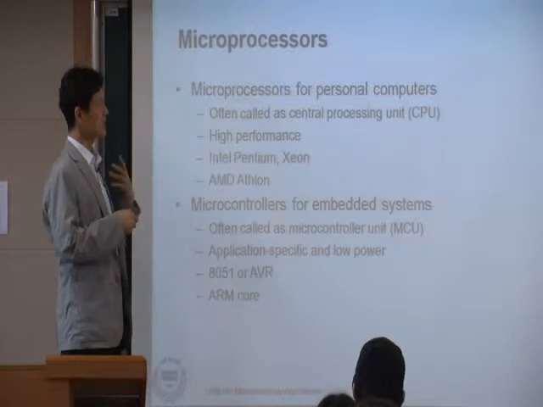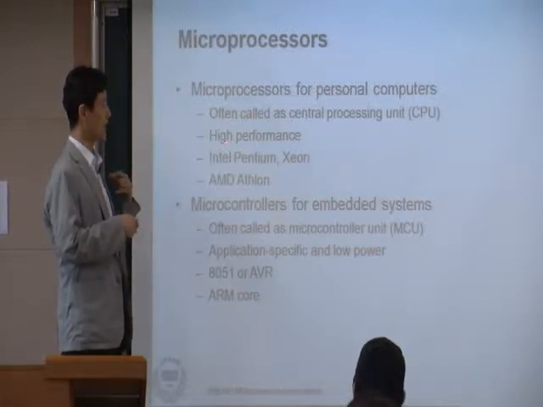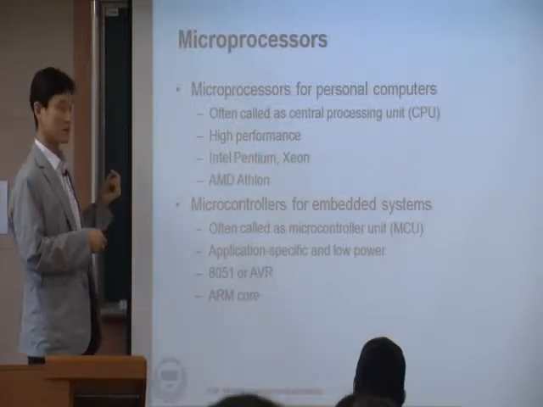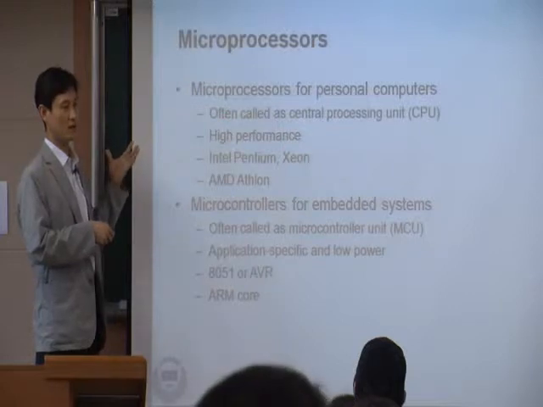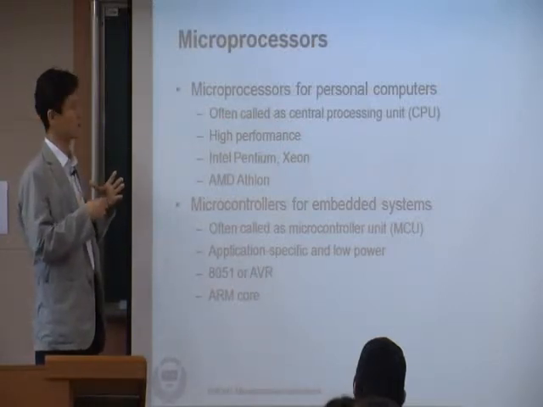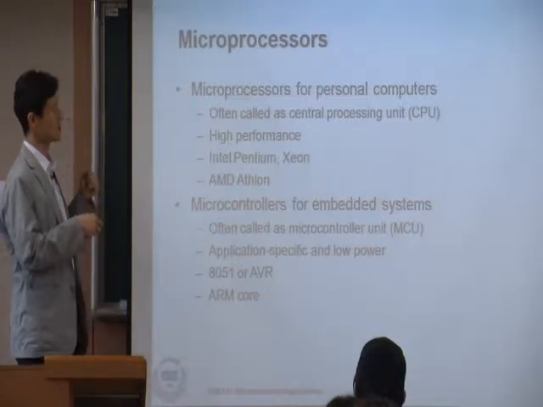So this microprocessor typically has a lot of processing power. Therefore, you want to have high performance like Intel processors, right? So that's the main thing, high performance and how to calculate faster, okay? That's the main goal of the microprocessor.